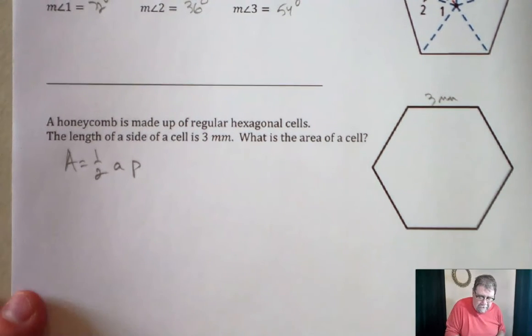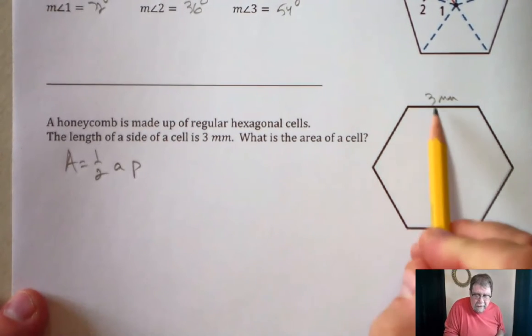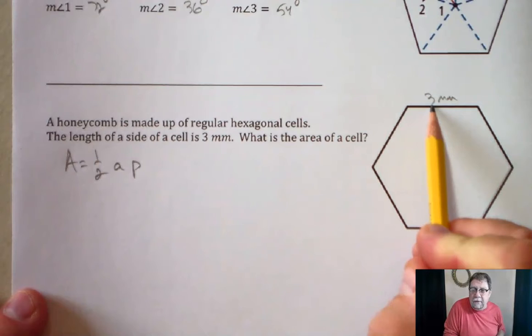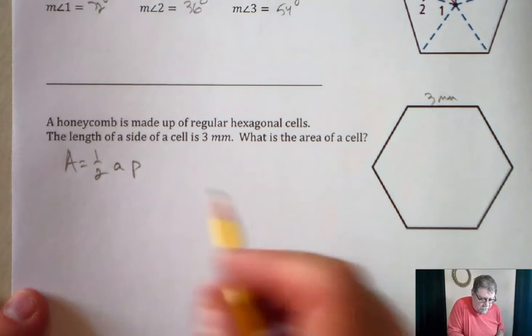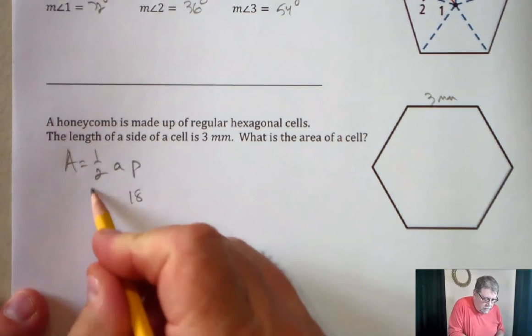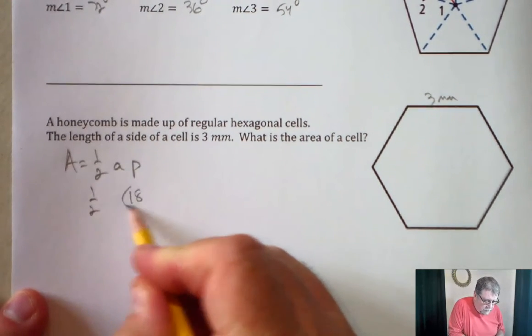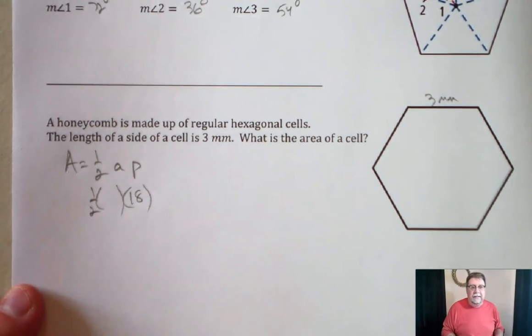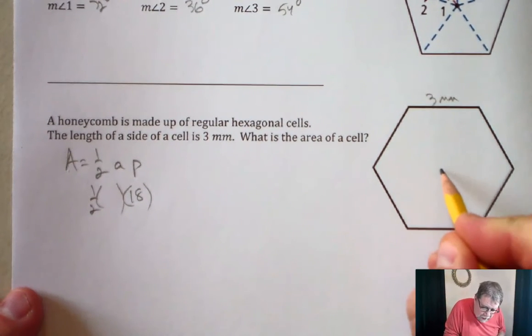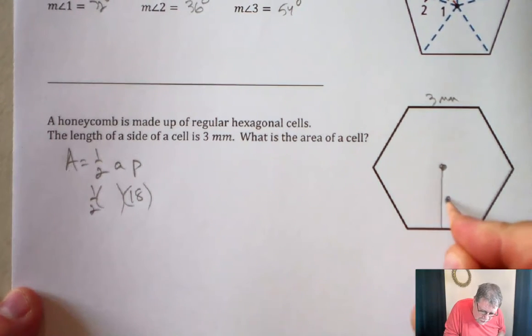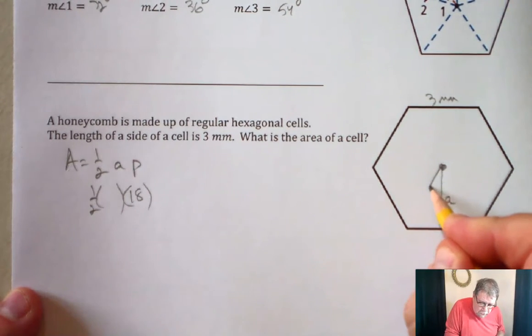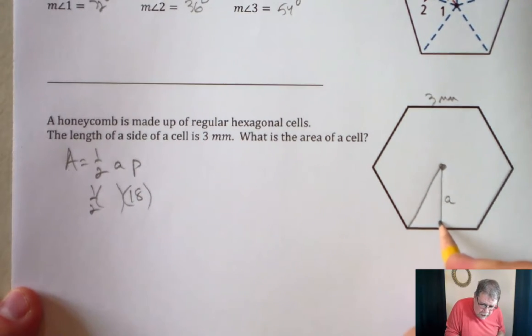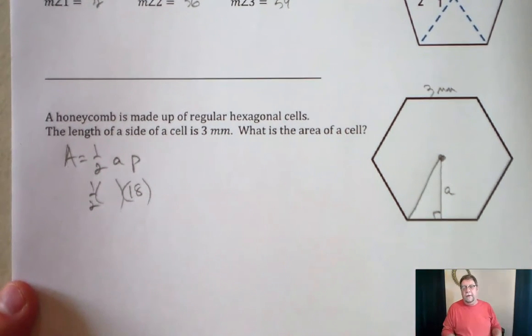Well, the perimeter is pretty easy to find. There are 6 sides, and there are 3 millimeters for each side. So 6 times 3 is 18. So I have 1/2 times something times 18. The next question is, what is that something? What is that apothem? That is going to be from the center straight down. I call that a. And then I'm going to draw the radius to the corner.